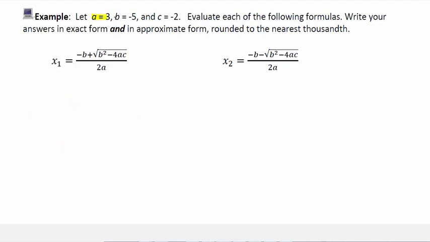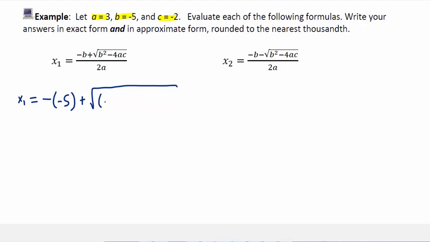So let's plug these three values of a, b, and c into the formulas. So I have the first solution, x sub 1, would be found by taking the opposite of b, and in my case, b is -5. So I'll write the opposite of b, and my b is -5, plus the square root. Now I have to square b. This is where you have to be careful because my b value is negative.